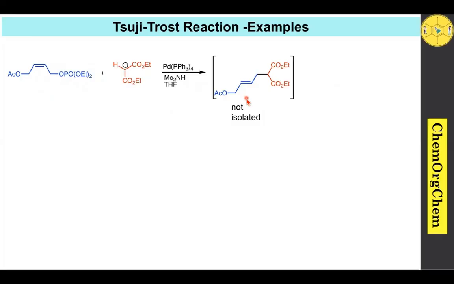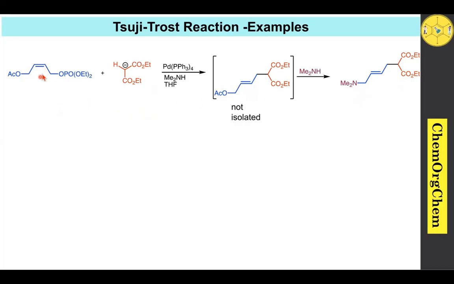So this one is not isolated, since this part is also an allylic acetate part. So one more Tsuji-Trost reaction takes place at this particular part to generate the corresponding allylic substitution product. Let's see how this reaction takes place and how the alkene geometry stereochemistry also changes.